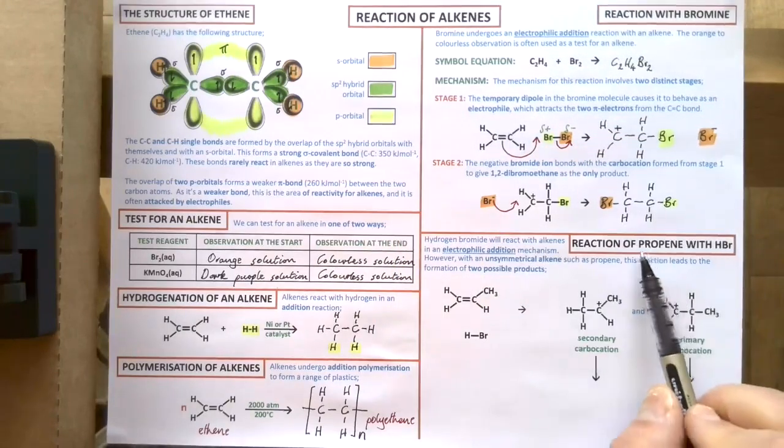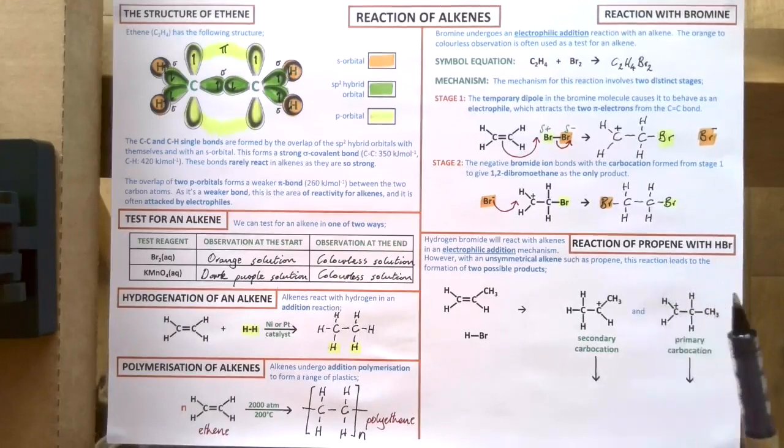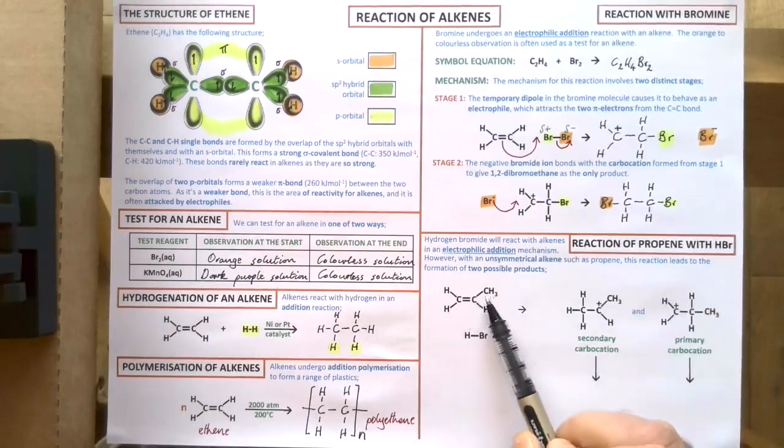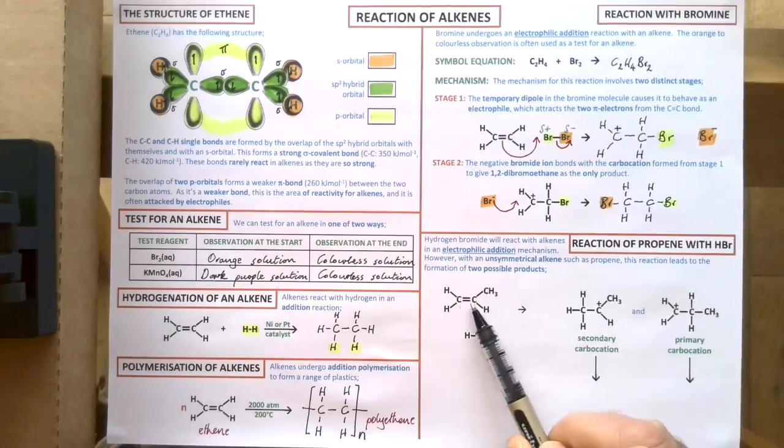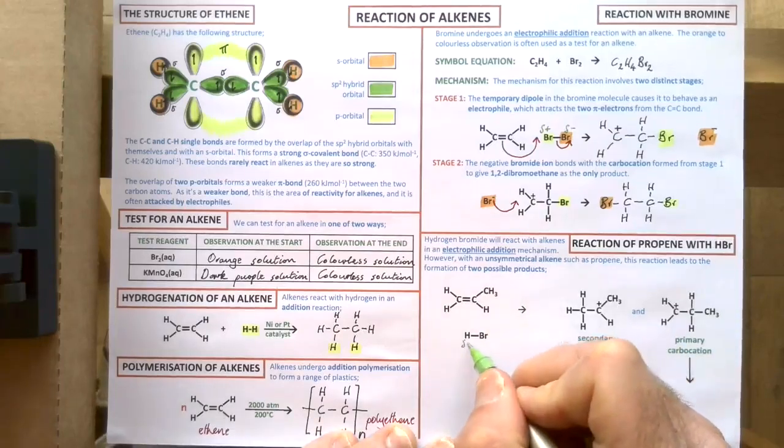Now this, you might think, well, what's the difference? It's the same thing, isn't it? Well, not quite, because propene is an unsymmetrical alkene. So there's a decision to be made here. Let me show you what I mean.